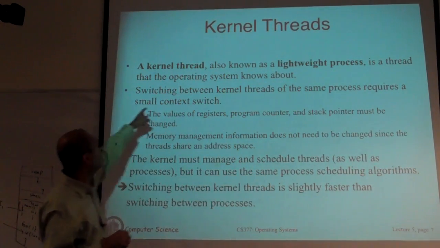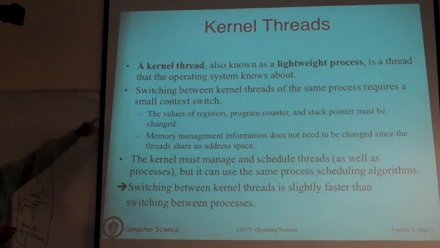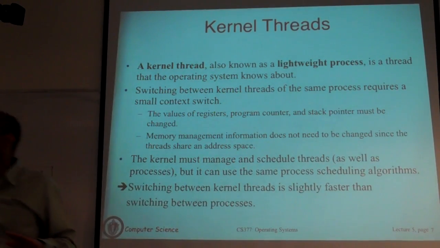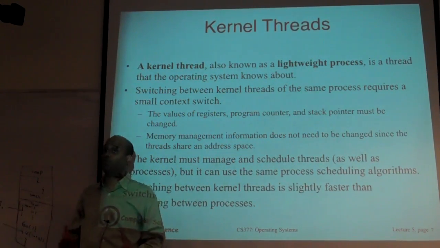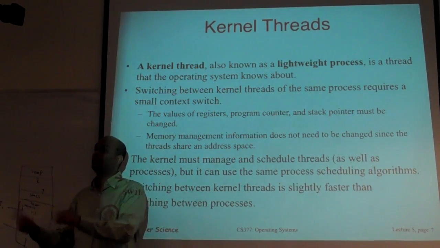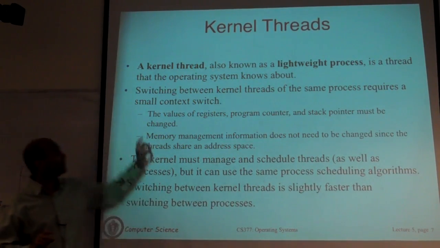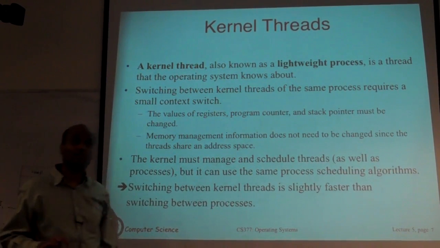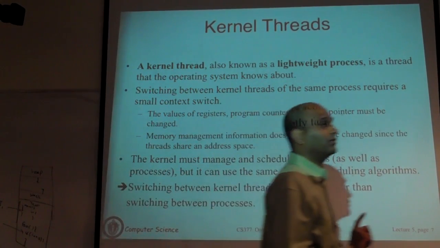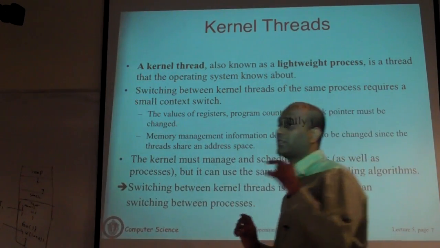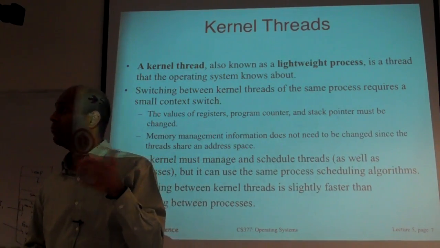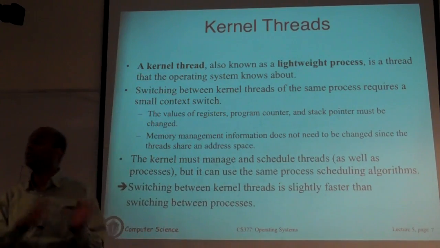So it's essentially a thread that the OS knows about, and switching between kernel threads of the same process actually requires a small context switch at the kernel level. The kernel will save the state of that thread in the process control block. It will load the state of the new thread you are trying to run. So context switching here actually involves the kernel. The overhead of switching between threads is going to be lower than the overhead of switching between processes. You're only going to save the stack and the registers. But it's the same address space, so the memory management info, the page tables, all that don't change. So you don't need to save them.